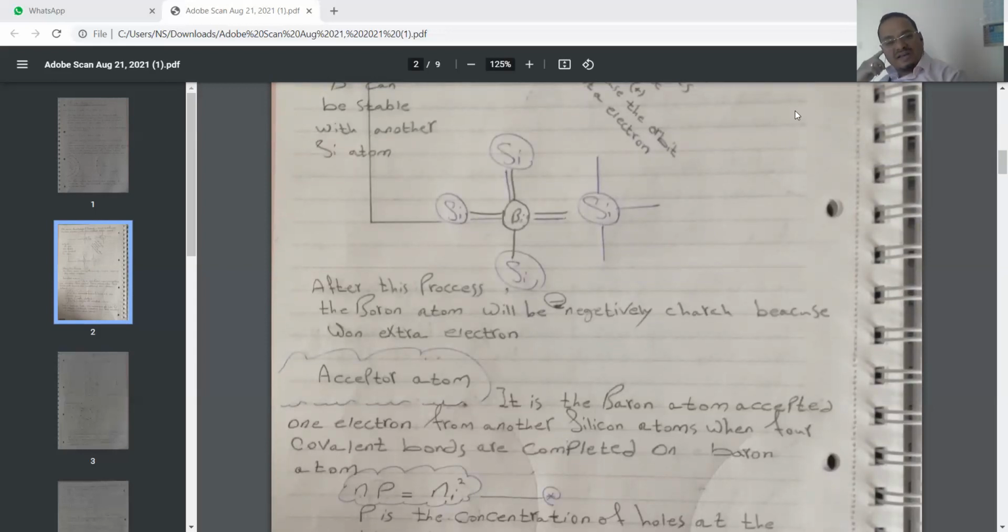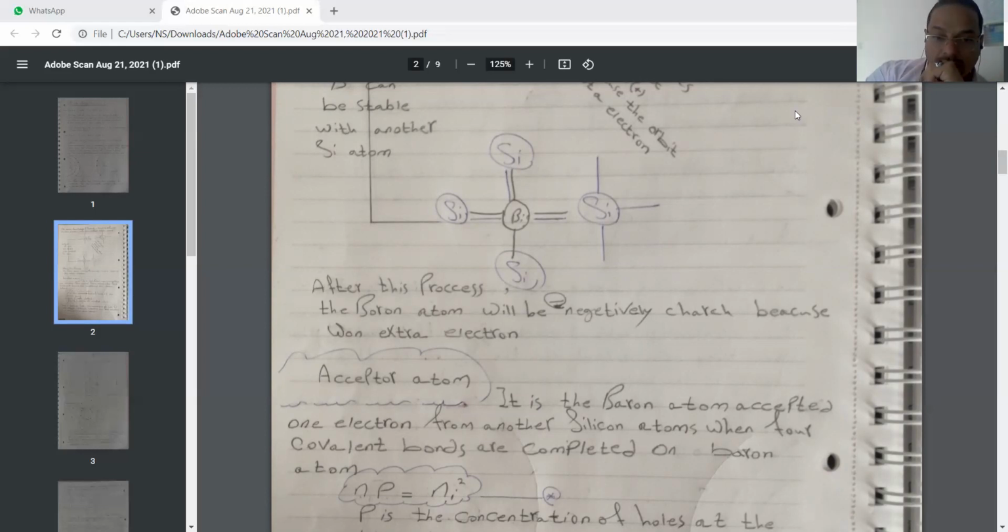Let's create an appropriate definition. What does acceptor atom mean? An acceptor atom is the boron atom that accepted one electron from another silicon, I mean its neighbor. It gains an extra electron from its neighbor.